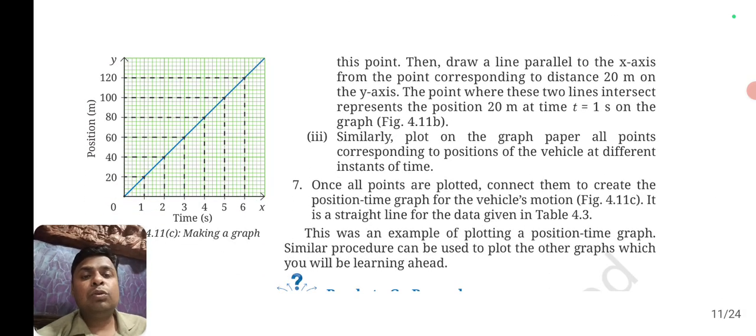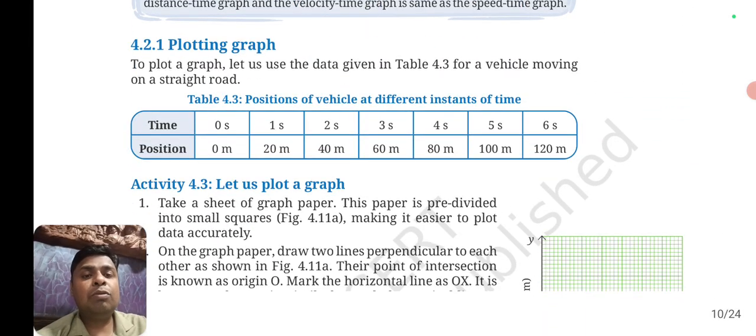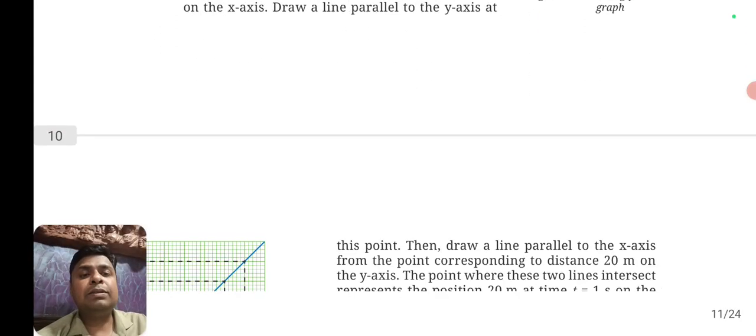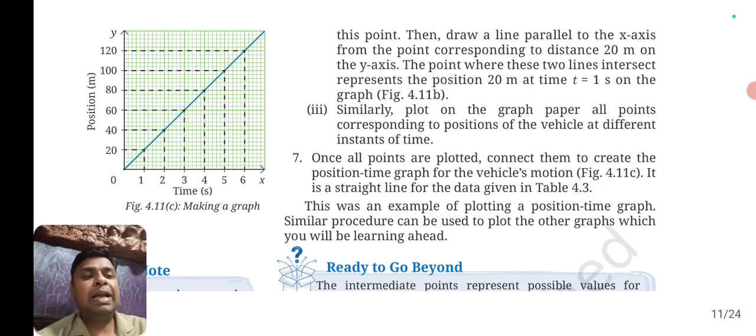Okay, so this table is there. Observe the table. I know you know how to draw the graph. Time 0 second, 1 second, 2 seconds, 3 seconds, and then position in meters. You join them, you get a straight line. Very simple.